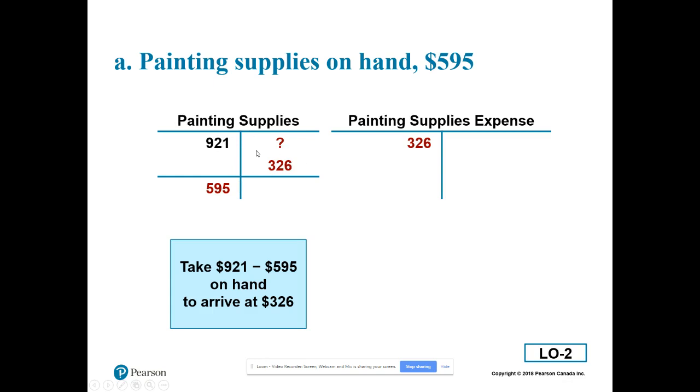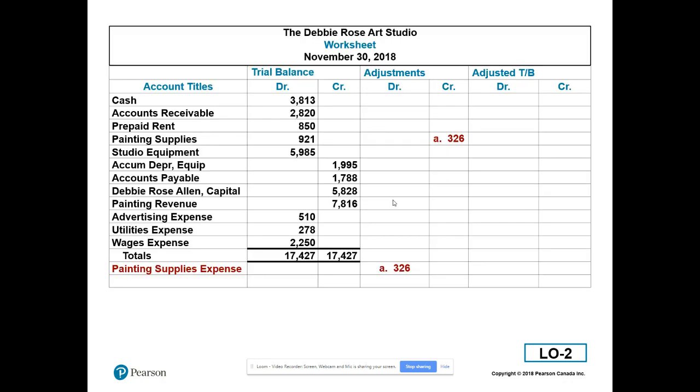By using the T account, we can see whether it's a debit or a credit. In this case, it's a credit entry. So I'm going to credit my painting supplies asset account and debit my painting supplies expense account. So that's the T account way.